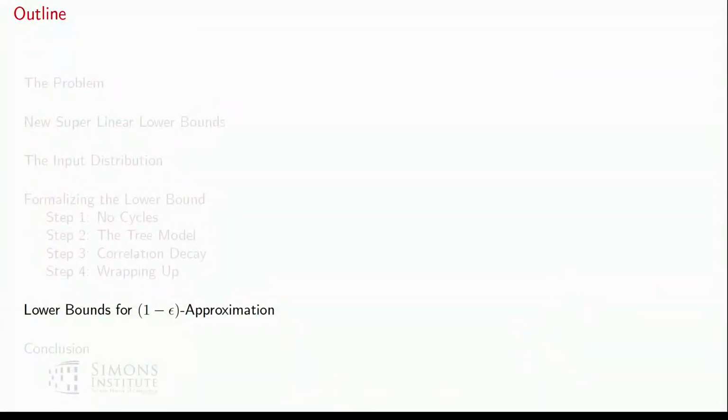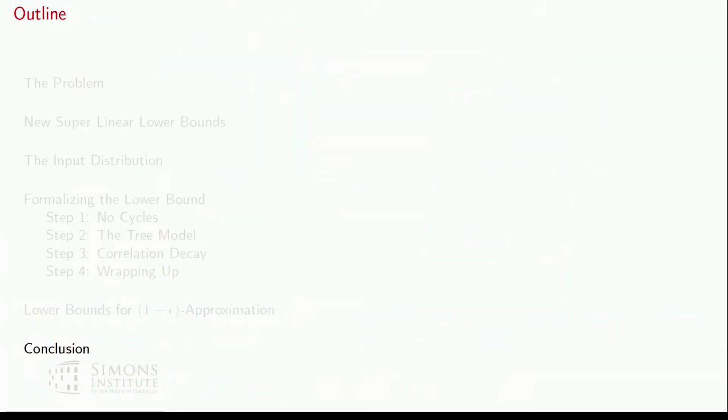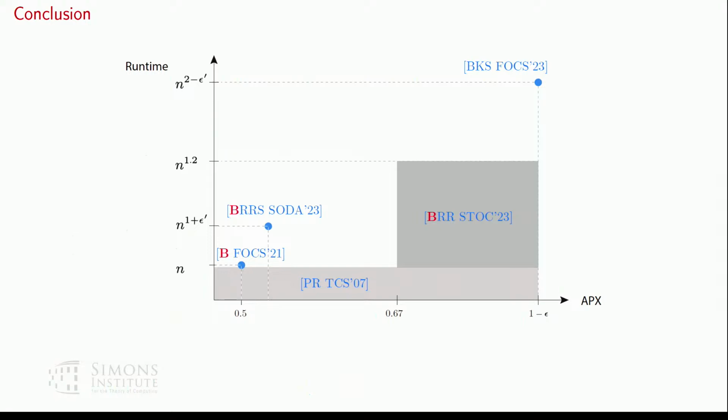Okay, I'm going to skip this part. We have a follow-up work that proves a new lower bound for 1-epsilon approximations for low-degree graphs. I'm not going to talk about this, but just to conclude: these are the algorithms we know for the sublinear matching problem, and these are the lower bounds.